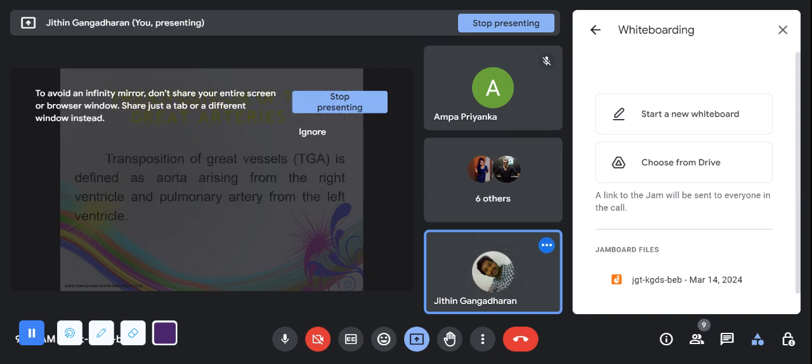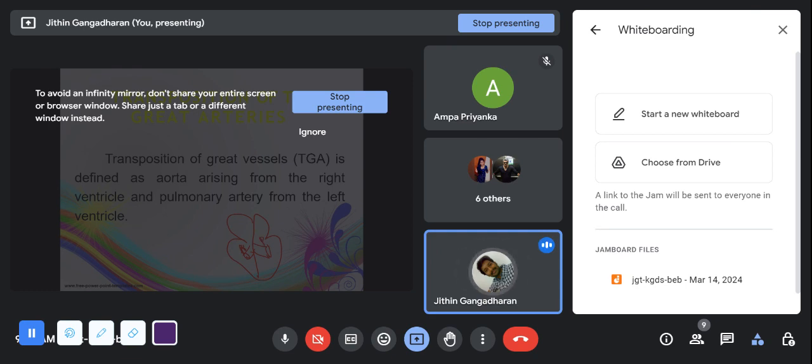Now the next condition is transposition of great arteries, the main cyanotic heart disease. Simply, it is like this. Here there must be the pulmonary artery, and here there must be your aorta, right? This will be transposed. So here your aorta comes, and here your pulmonary artery comes.